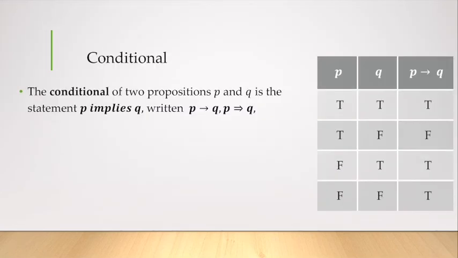The conditional of two propositions P and Q is the statement P implies Q. We write this with an arrow. So true implies true is true. True implies false is false. False implies true is true. And false implies false is also true.